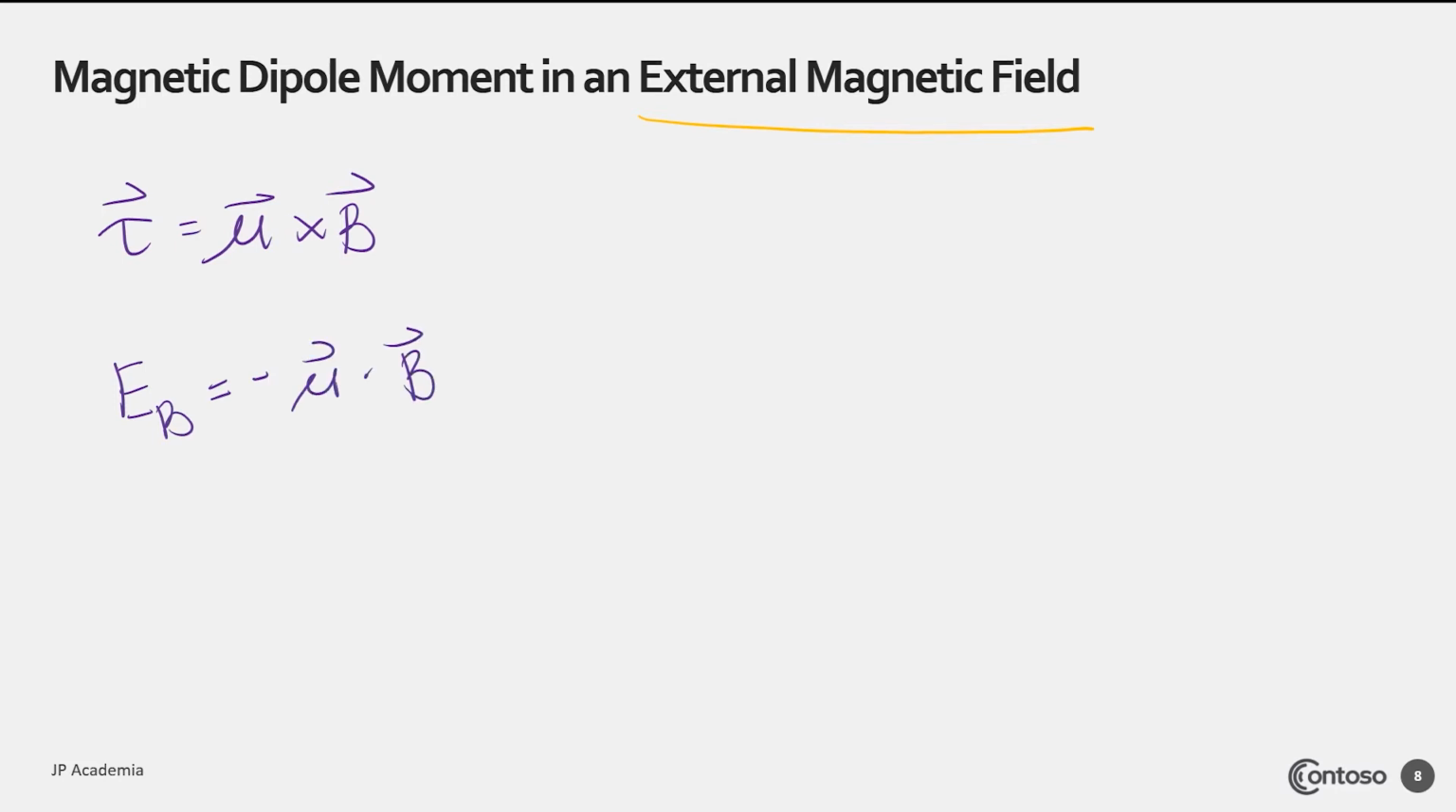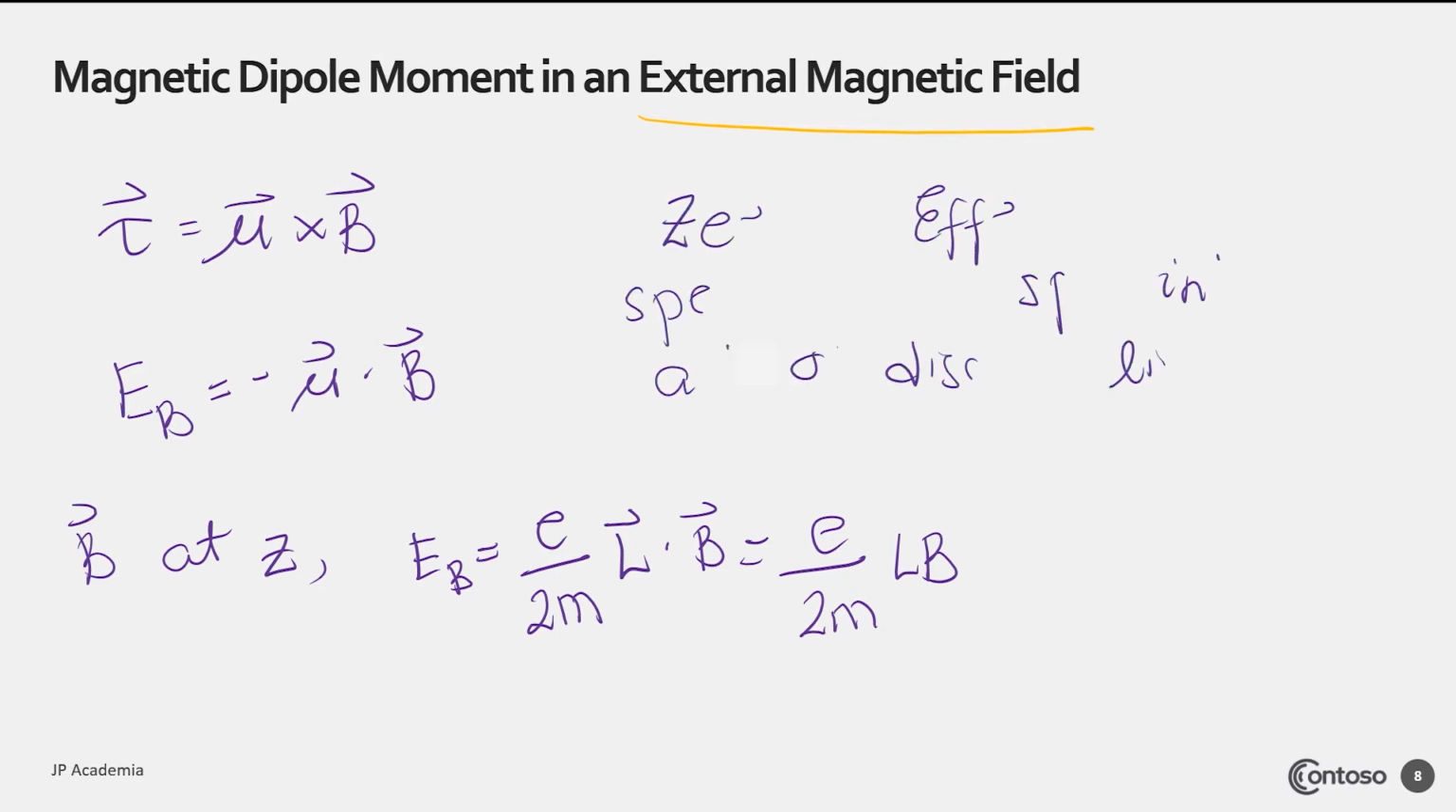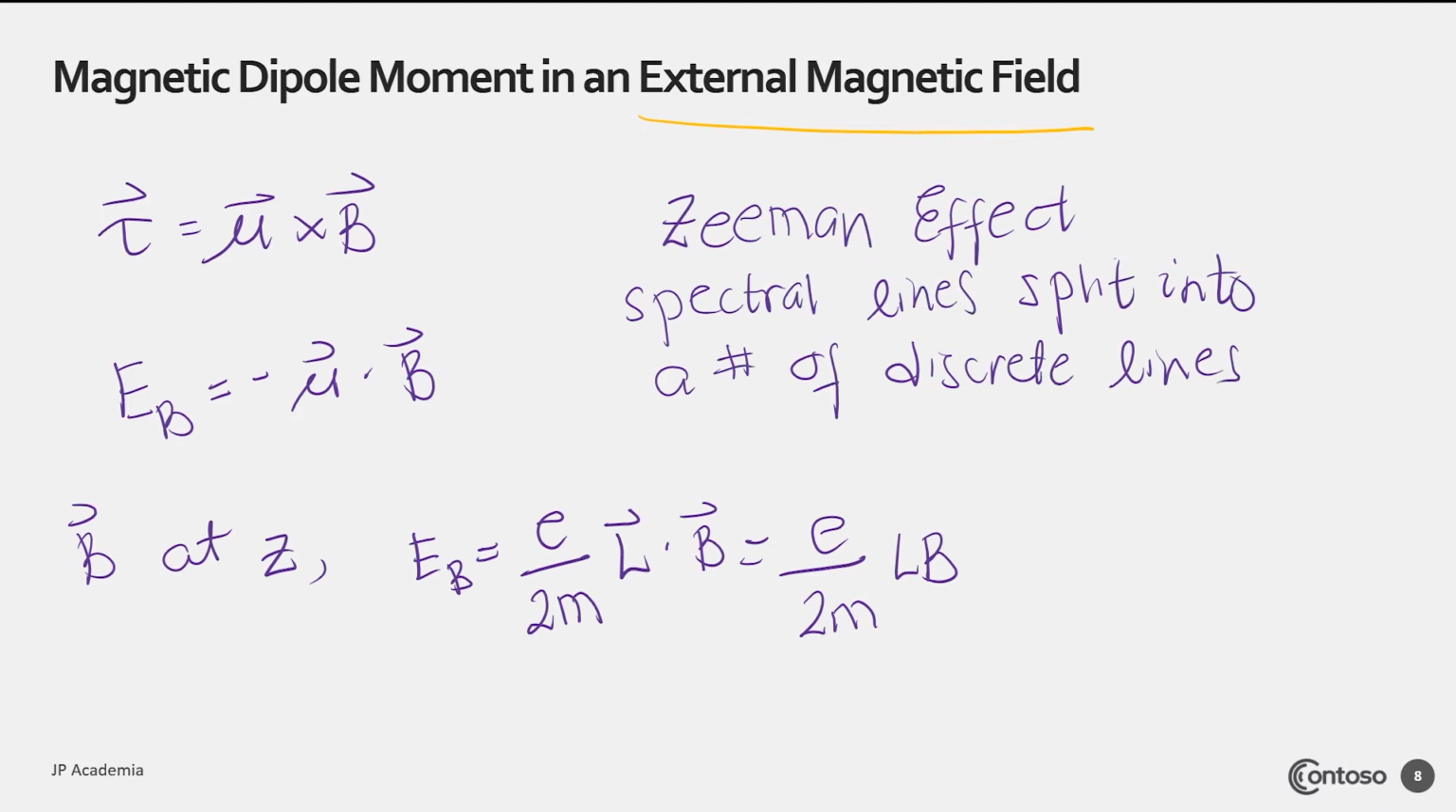If the orbiting electron is placed in an external magnetic field, we can express a torque as the cross product of the magnetic dipole moment with the magnetic field. Therefore, we can also express this classical energy for our orbiting electron, which is equal to the constant e over 2m times L, the orbital angular momentum, times B, the applied external magnetic field. The Zeeman effect refers to the splitting of the spectrum line into several components by the application of the external magnetic field. We will discuss this one later.